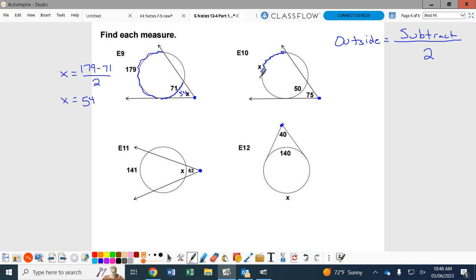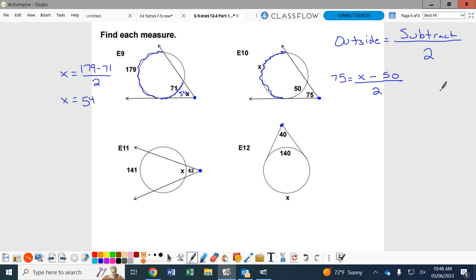The only difference is one of the arcs is missing. When one of the arcs is missing, it's going to be set up like this. The angle is 75, and it's equal to the outside arc, which is x, minus the inside arc, which is 50, all divided by 2.